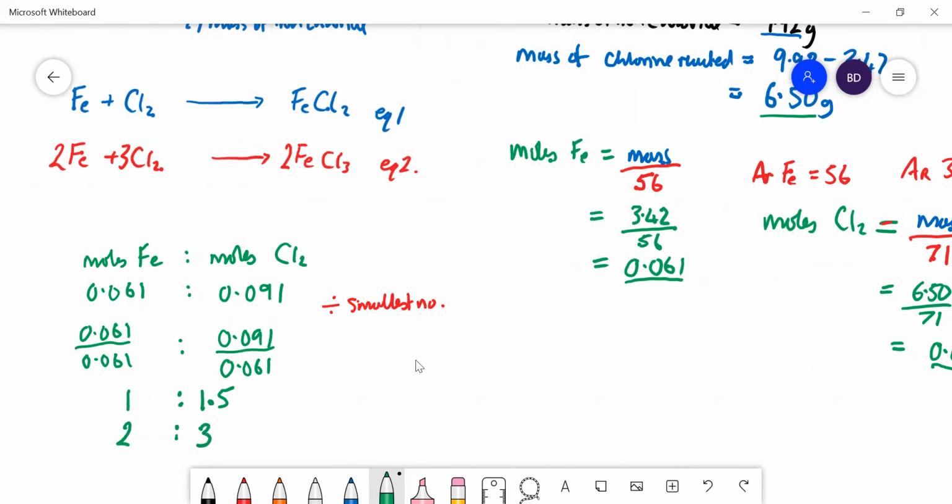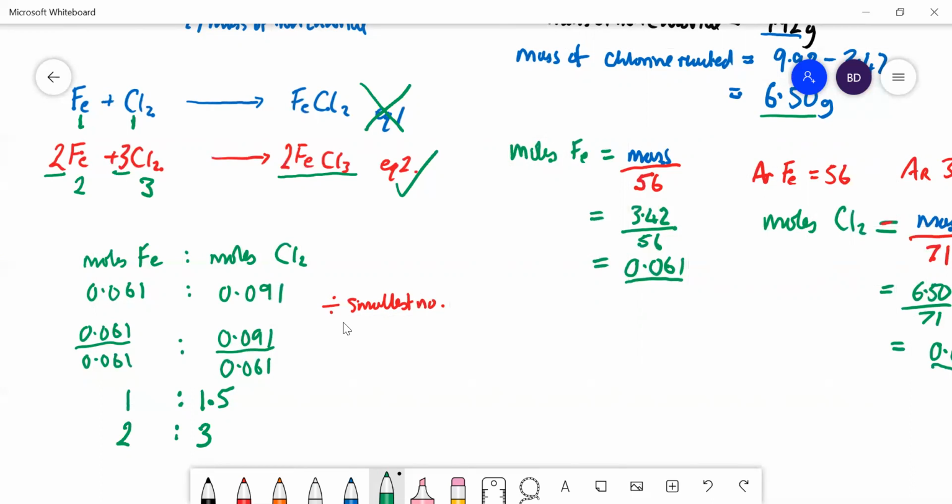Now, which one of these equations does it fit in? Well, in this equation here, if you have 1 mole of iron, you have 1 mole of chlorine, and we're not getting that, so that equation is wrong. This one here, you get 2 moles of iron to 3 moles of chlorine, so this is the right equation. So in this experiment, we've actually formed iron 3 chloride. We haven't formed iron 2 chloride.